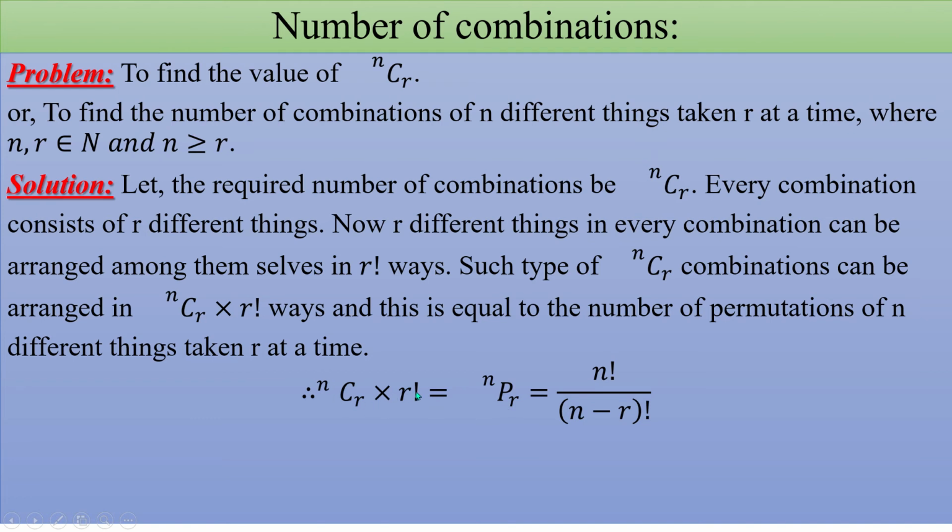Therefore nCr, we can write n factorial divided by (n minus r) factorial. We know this relation. So therefore nCr is equal to n factorial divided by r factorial into (n minus r) factorial. This is the value of nCr and this is a most important formula. You have to always remember nCr is equal to n factorial divided by r factorial into (n minus r) factorial. Clear?